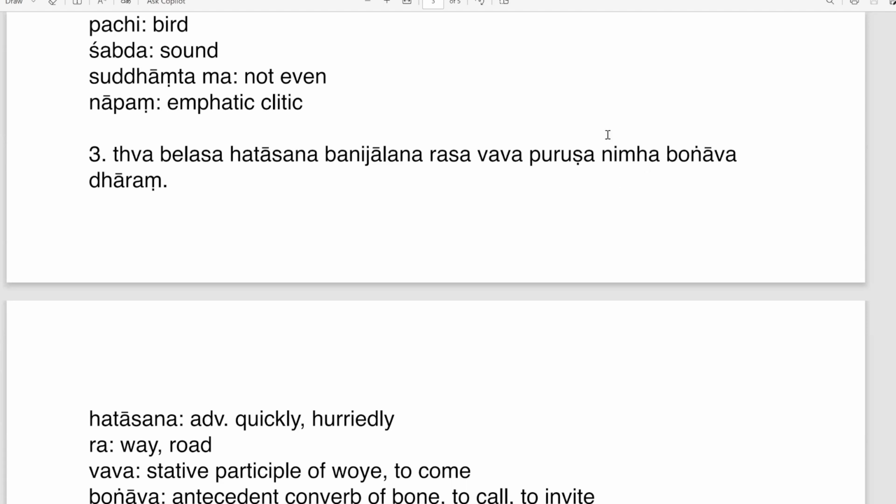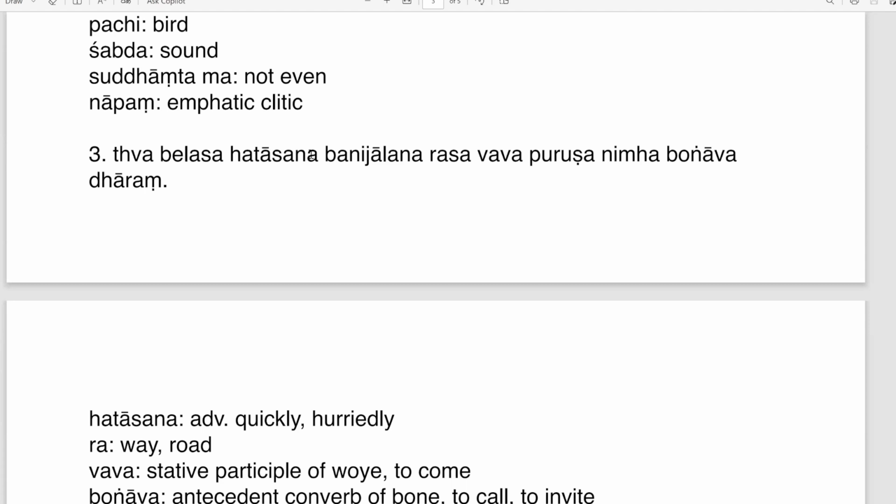This bongavo is the antecedent converb of bone, to call, or if a king, then we can translate as who have sermoned, so sermoned someone and spoke. Here it is just a merchant, so we just say he called two persons and spoke to them. And hadasana is quick, hurry, and na is the ergative or instrumental ending to make it an adverb. So it's quickly, hurriedly. Here quickly modifies the action of calling.